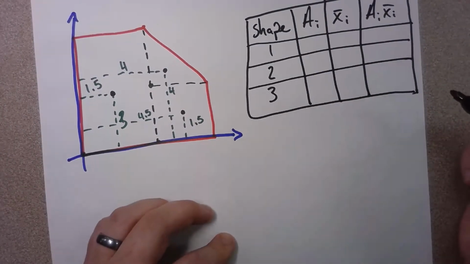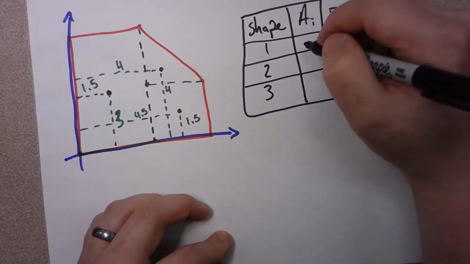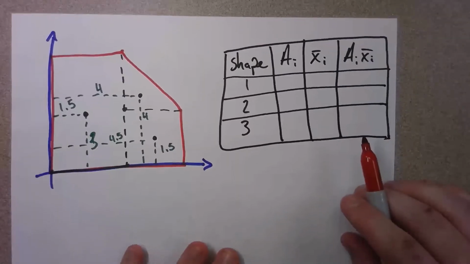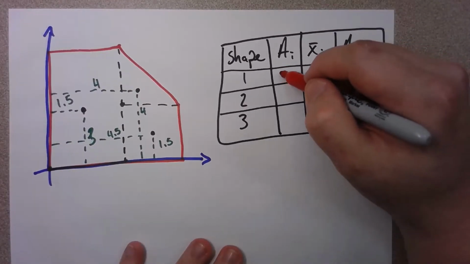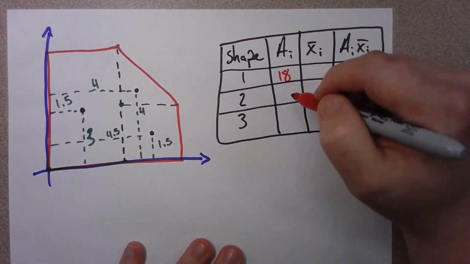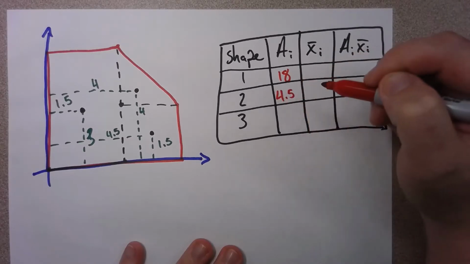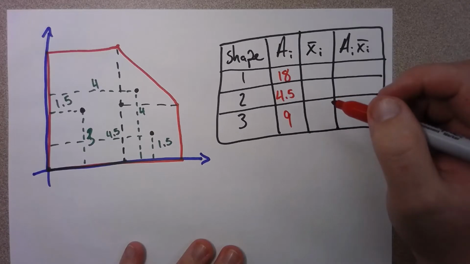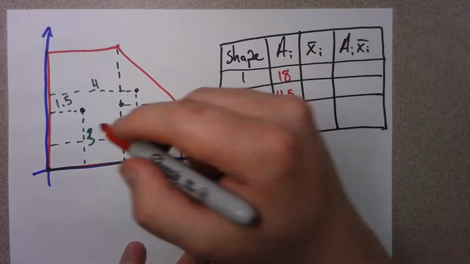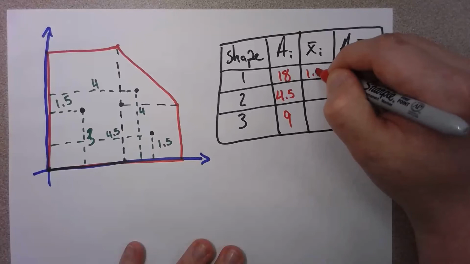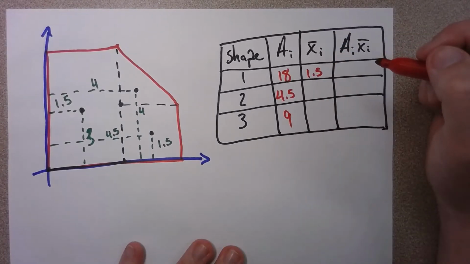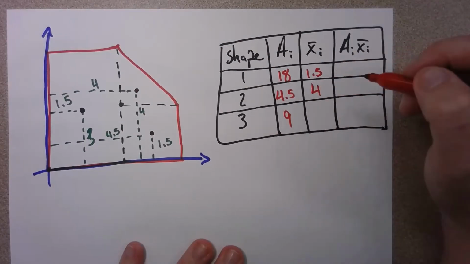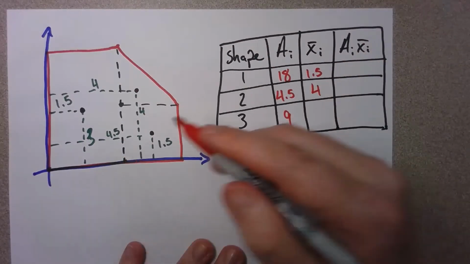Just like that. Alright, so area of shape 1, if you remember, was 18. I'm going to write that in a different color so we can see it. Area of shape 1 is 18. Area of shape 2 was 4.5. Area of shape 3 was 9. Our X bar of shape 1 was 1.5, right here. Our X bar of shape 2 here is 4. And our X bar of shape 3 was 4.5.